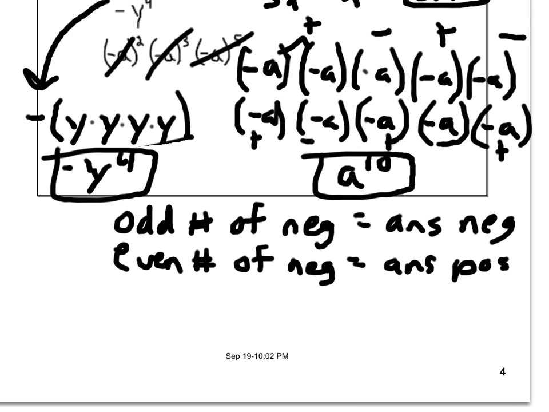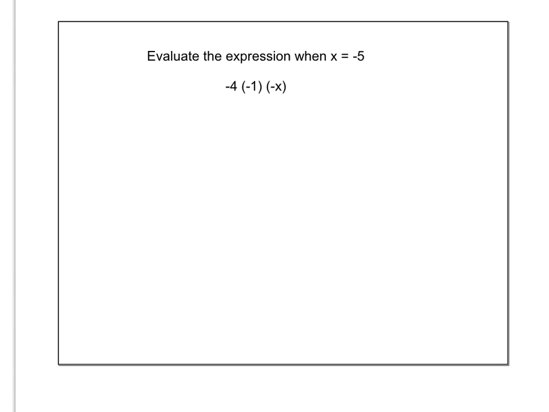Alright, we got one more example. Okay, it says evaluate when x equals the opposite of 5, or negative 5. Okay, so we've got negative 4 times negative 1 times the opposite of x. Okay? So the opposite of 4 times the opposite of 1 times the opposite of x. Evaluate means I want to plug in that number for x. So I'm going to rewrite the problem first. I got negative 4, the opposite of 4, times negative 1, the opposite of 1. And then I want the opposite of x. Well, my x is negative 5, so the opposite of x is positive 5.